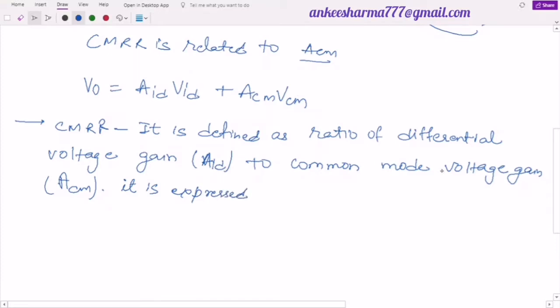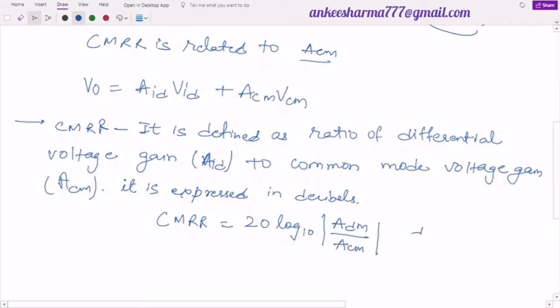Why do we write in decibels? Because the value or the ratio is very large, so we convert that into decibels. You know how to convert that by taking the log and multiplying it with 20. So I can write CMRR is equal to 20 log to the base 10 of the ratio of differential mode gain to the common mode gain. So this is my CMRR.